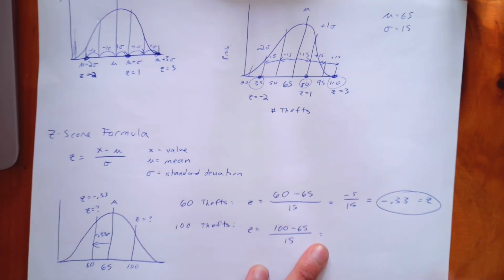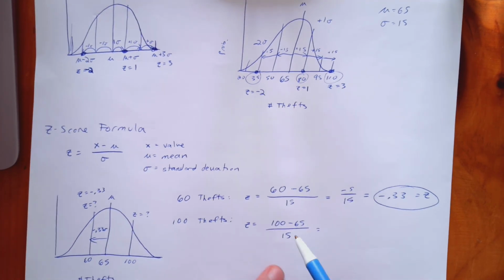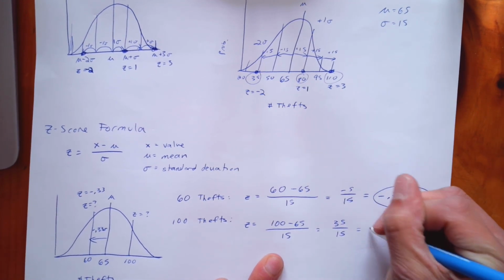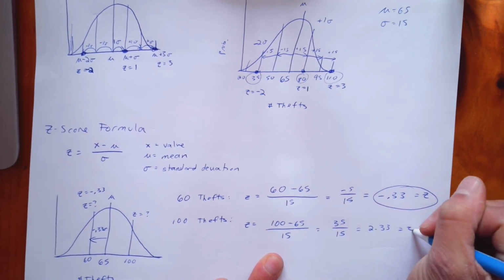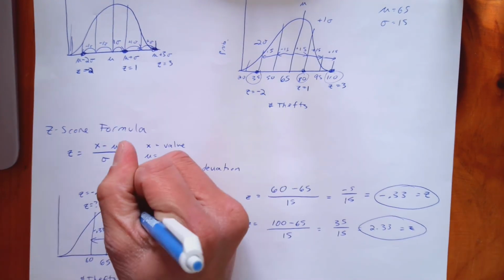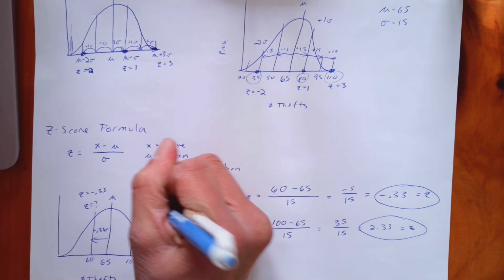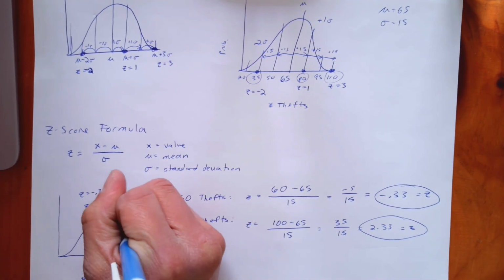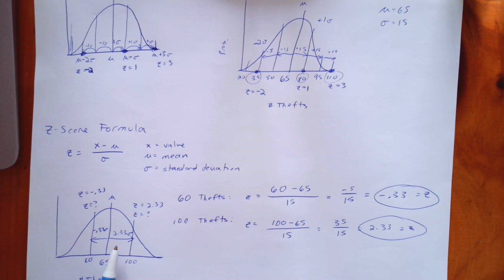Okay, so with that side note, we're now going to do some number crunching here and calculate the z-score for 100 thefts. So we do 100 minus 65 over 15, gives us 35 over 15, and that comes out to 2.33 as the z-score. So we'd say that z is equal to 2.33, and that means that 100 thefts is 2.33 standard deviations away from the mean, moving in a positive direction.